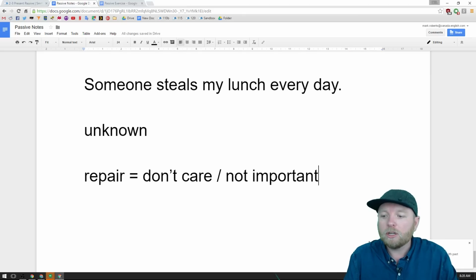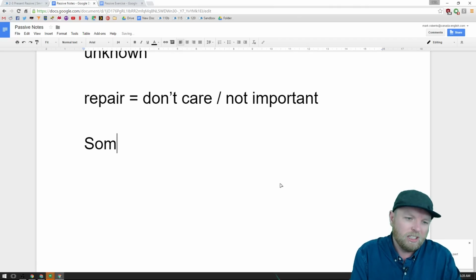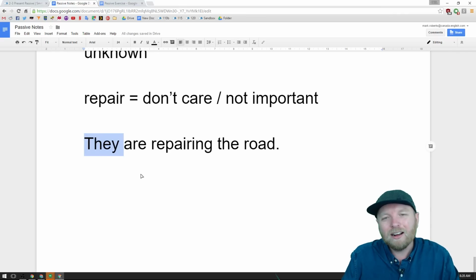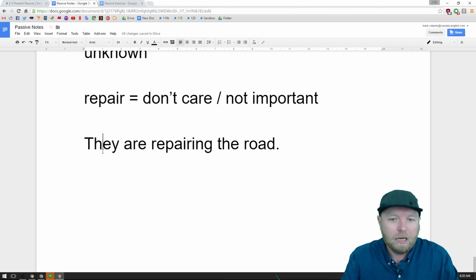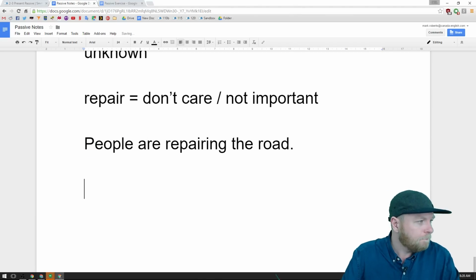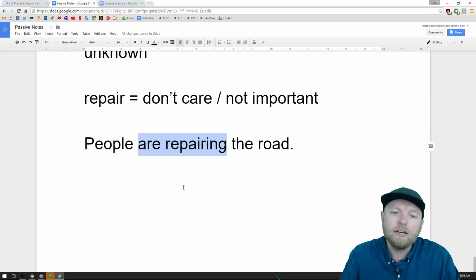Okay, we'll talk about how to make the present continuous and how to make modals very soon, guys. Repair. We don't care, it is not important. Who does the action? Excuse me. So someone, or let's just write they, are repairing the road. We say this a lot in English if we don't care about who is doing it. We just say they, people, right? People are repairing the road. Okay, so somebody asked me how we use passive with present continuous? Well, here is an example.